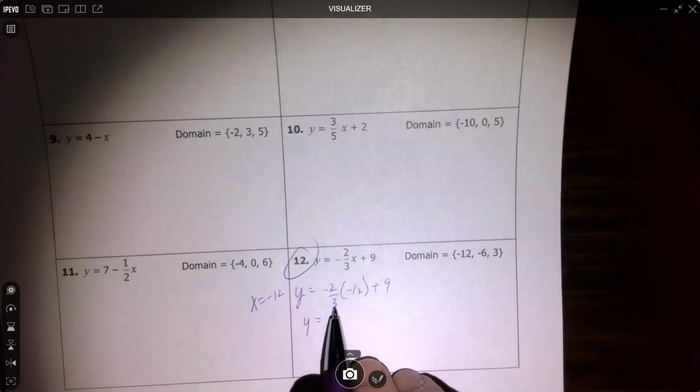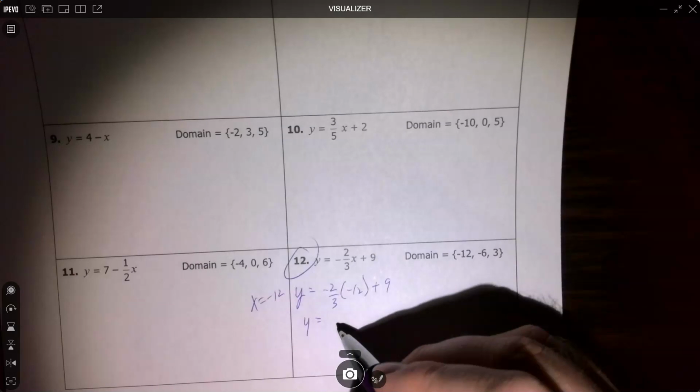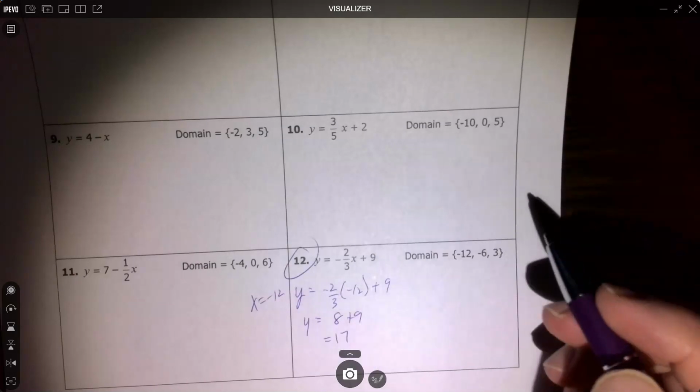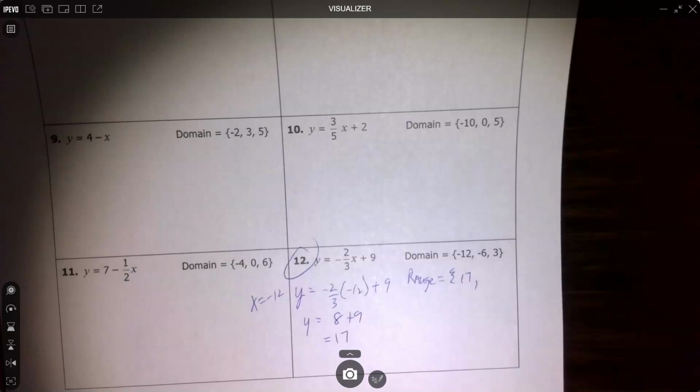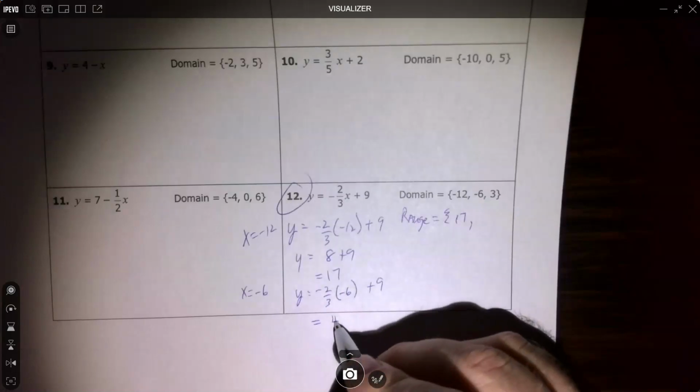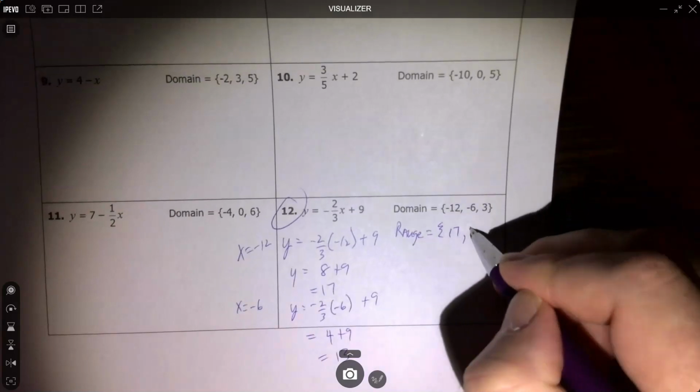And again, that's how you always do mathematics that way. The top number is the multiplier and the bottom number is what you divide by. So -2 times -12 is 24 divided by 3 is 8 plus 9. So that's 17. So I'm saying find the range values. So right now, range equals, you're going to put a 17 in there for the first one. Then you do the same thing for x is -6. Y equals -2/3 times -6 plus 9. So that's going to equal -2 times -6, which is 12 divided by 3, which is 4 plus 9. That's 13. Goes to the next one.